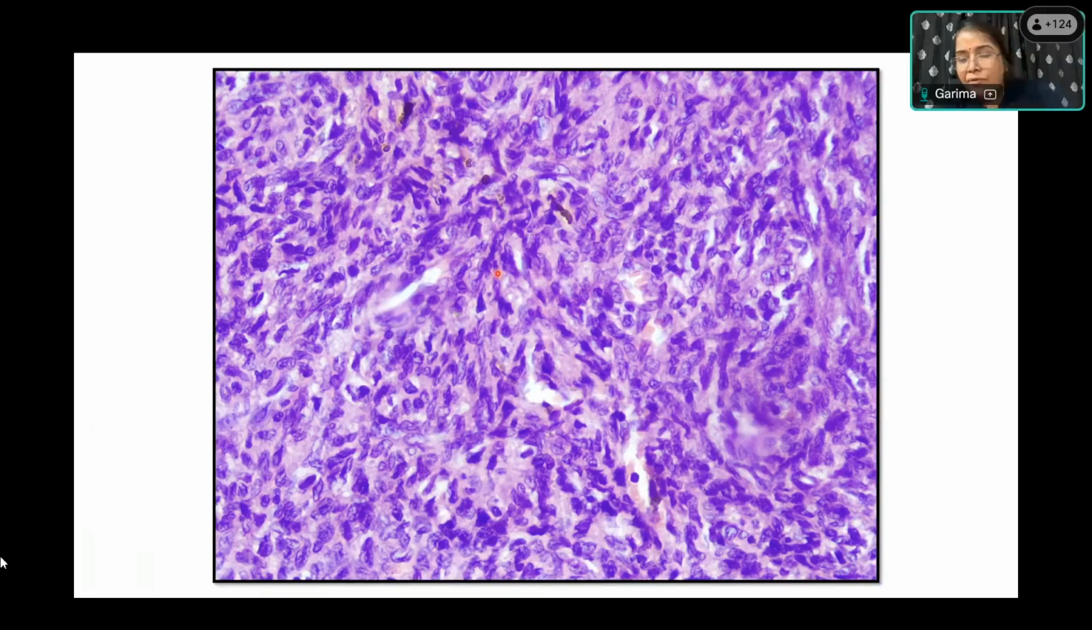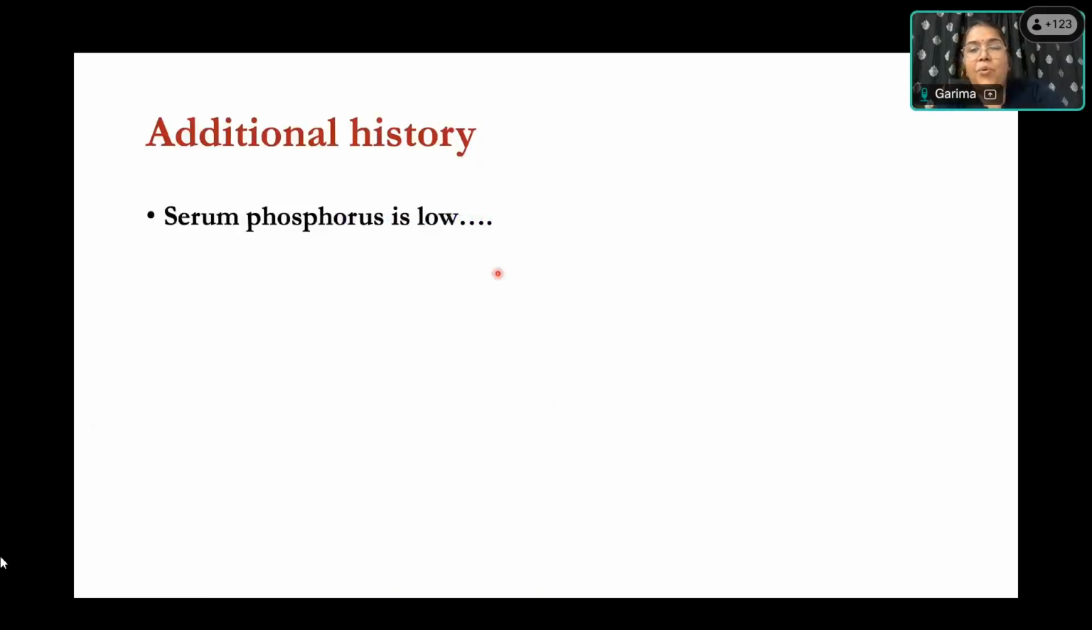Now, I'll give you one more history which I had not provided you earlier, that serum phosphorus in this patient was found to be very low. So can you now think of some entity? Brown tumor. Brown tumor of hyperparathyroidism typically occurs in jawbones, right? Can it be fibrous dysplasia, ma'am? Fibrous dysplasia, again, what do you see in fibrous dysplasia? You will see Chinese letter pattern of the bone trabeculae. So it is not fibrous dysplasia.